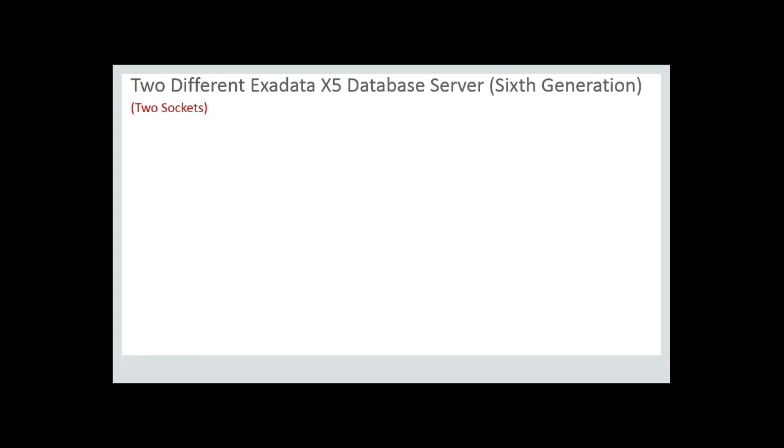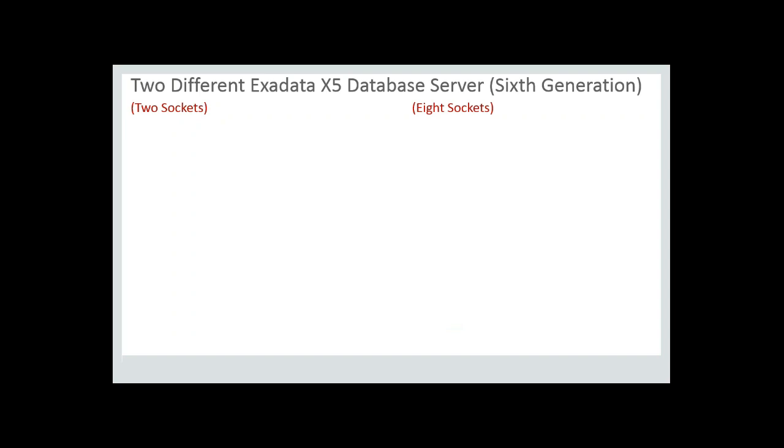There is one machine which comes with two sockets. Two sockets means two sockets for your processor. There is one machine which comes with two sockets per database server, and there is one machine which comes with 8 sockets per server. So these two machines, that's why we say there are two different Exadata X5. One machine comes with two sockets in each database server, the second machine with 8 sockets per database server.